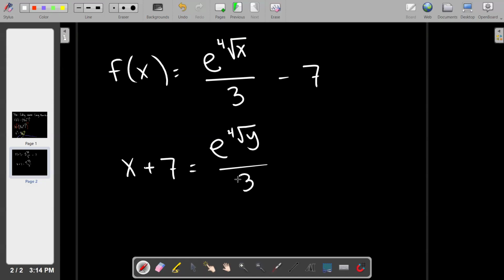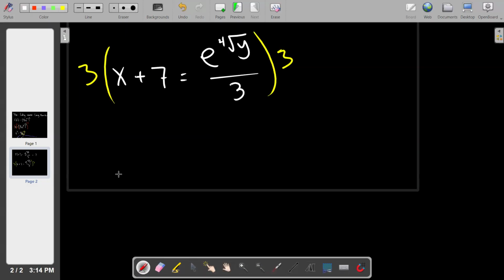What's the next thing we would do? Multiply by 3. Again, algebra just never changes. If you multiply both sides of this equation by 3, we wind up in a pretty good spot. We wind up with e to the power of the fourth root of y being equal to 3 times x plus 7.